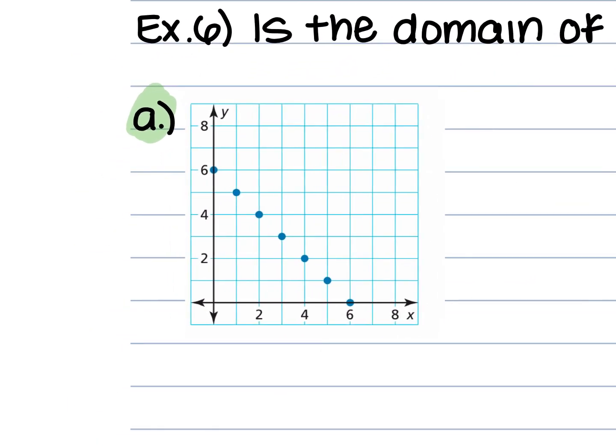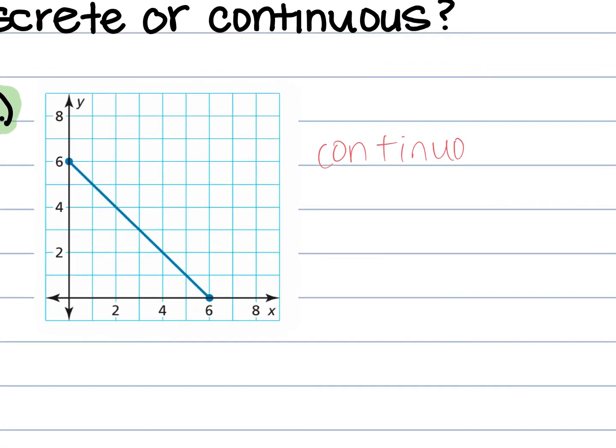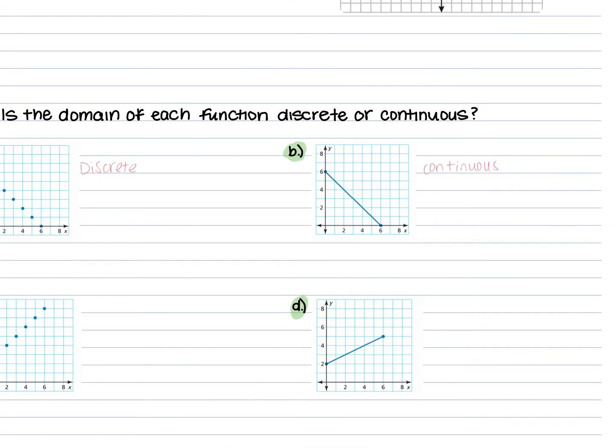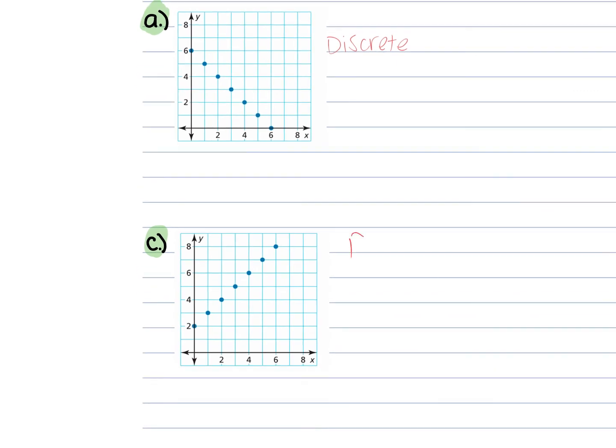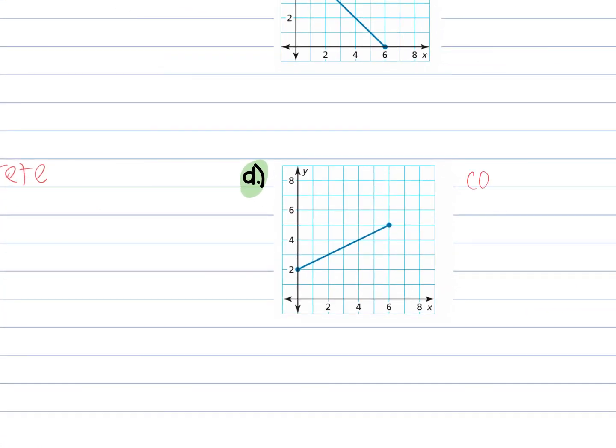Look at the first one, A. Discrete or continuous? Why is it discrete? Because it's individual points. Good, it's individual points. The second one, B. Discrete or continuous? Continuous, because why? Because what? It's full. What do you mean by that? It's like a full line. It's a full line, okay? If they connect the dots, if they draw a line, it's continuous. C, discrete. And the last one, D, continuous.